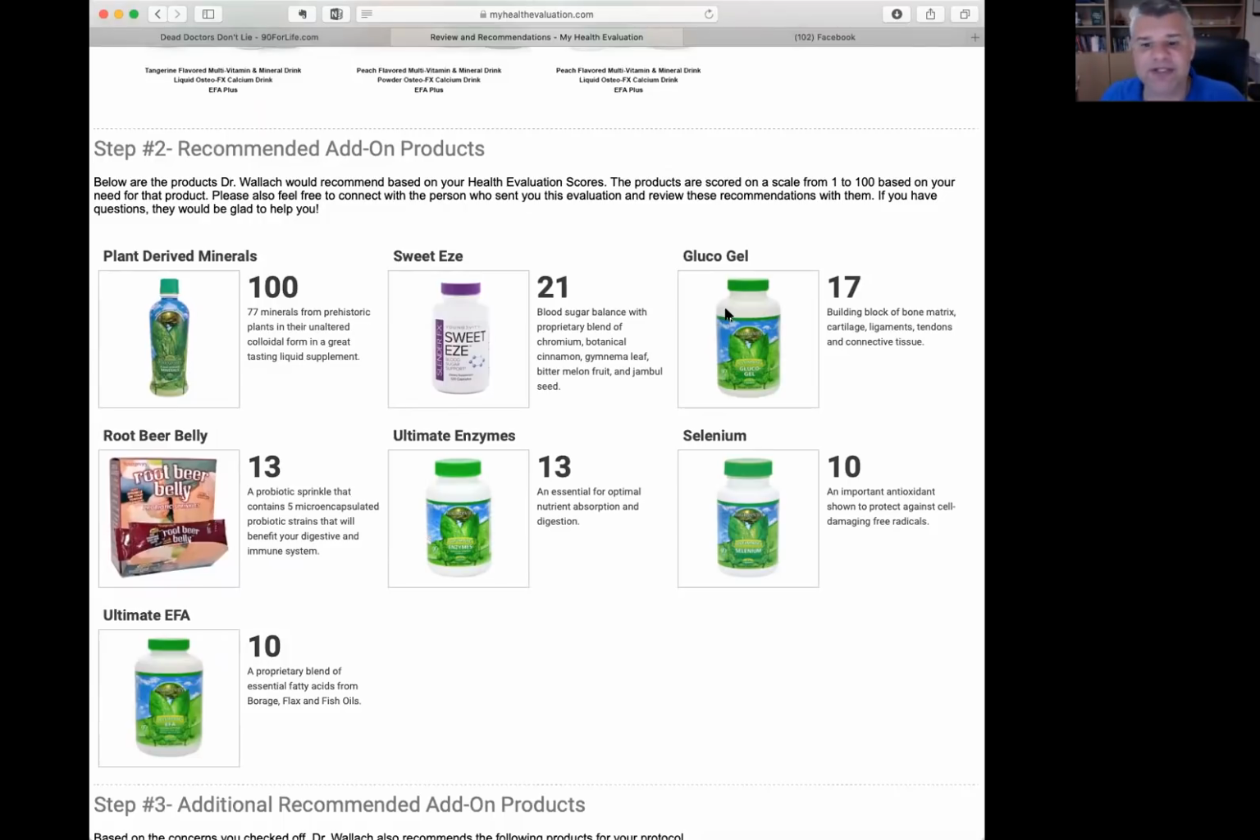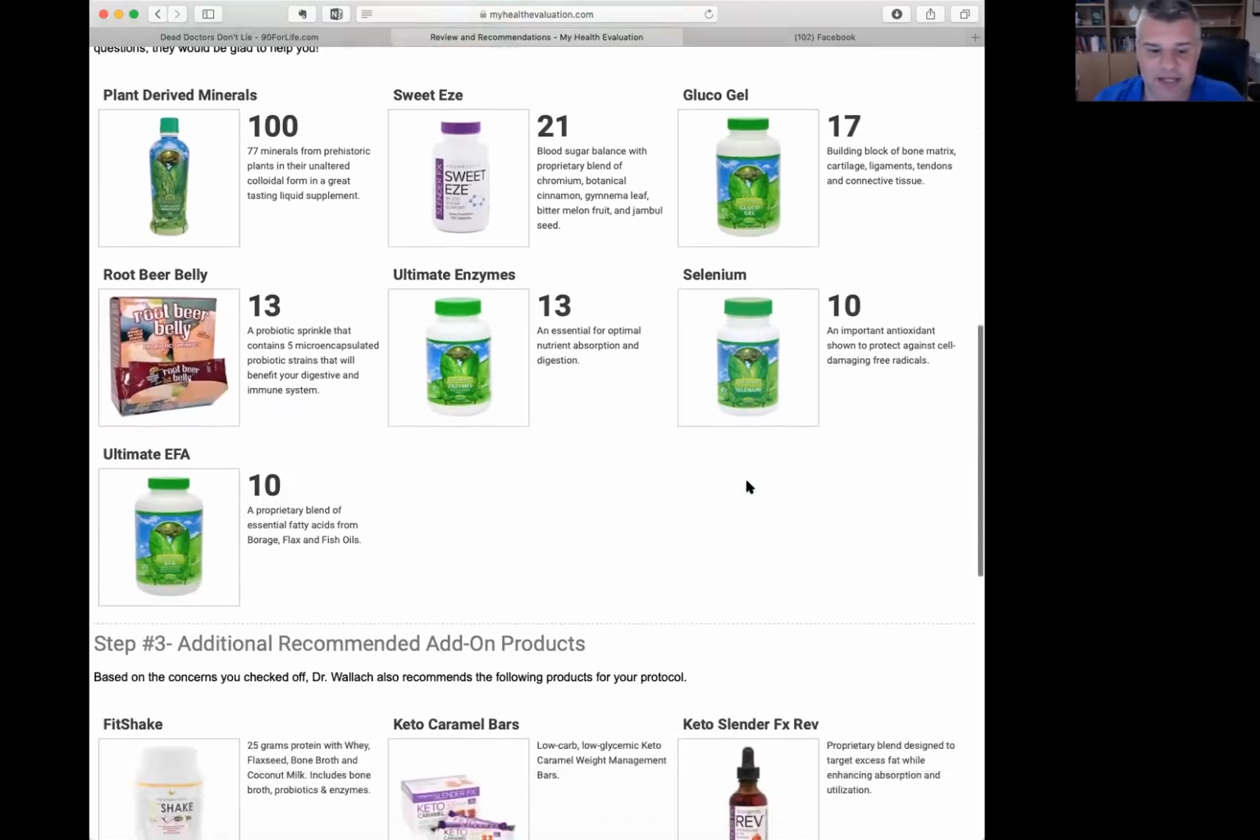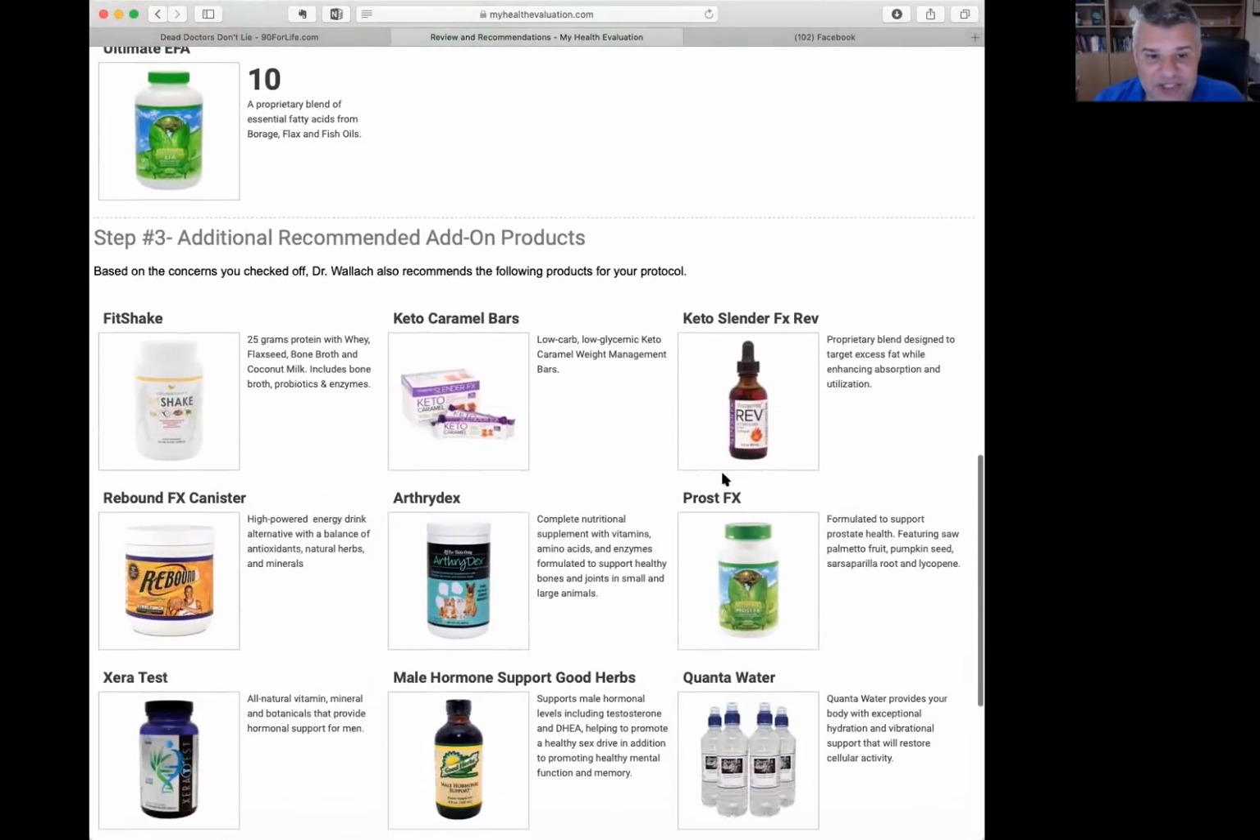Glucogel may move down the list a little bit, and selenium may move up the list a little bit, okay? But at this moment, this is a snapshot of where Joe is at, and these are the products that Joe needs. These are the additional recommended add-on products. Where do we get this from? From that last page where we asked Joe, would you be interested in losing weight?